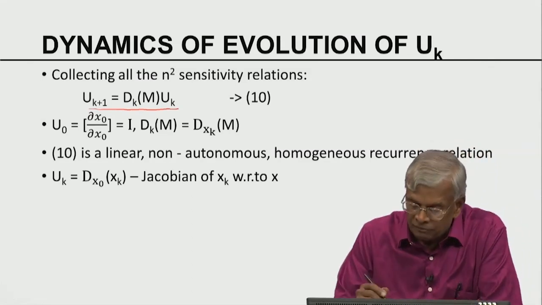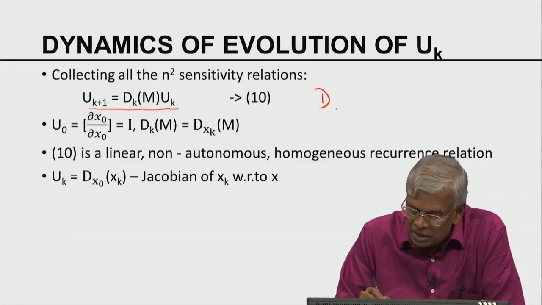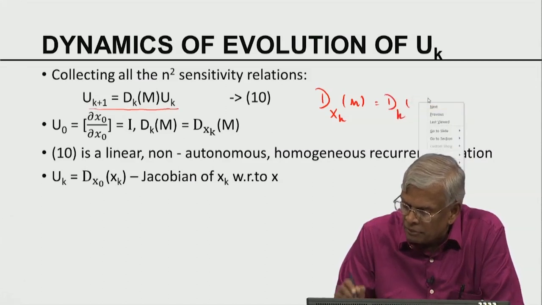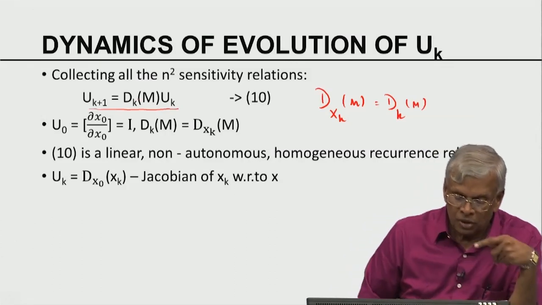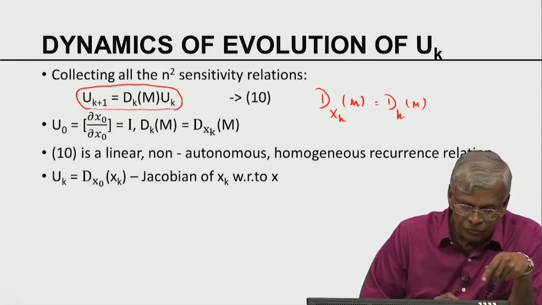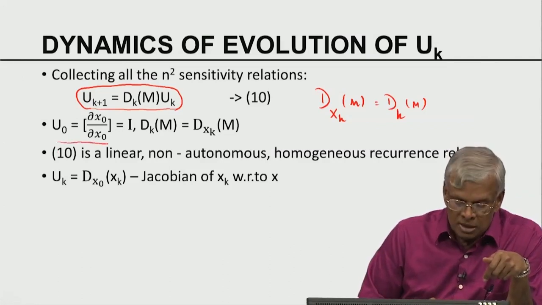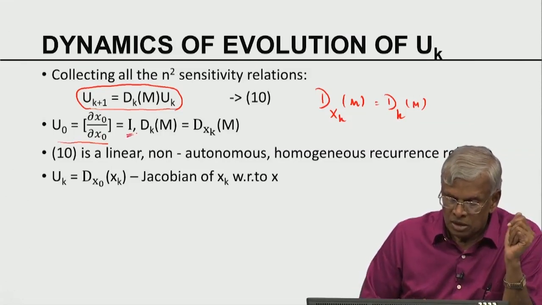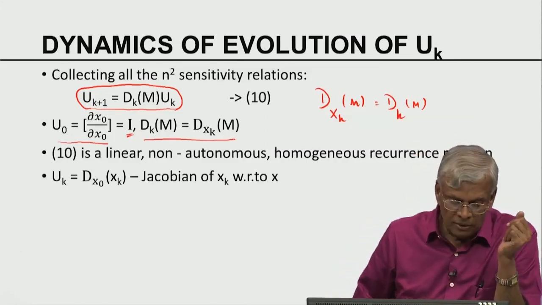So here I am using a simplified notation. I want you to remember that instead of writing D of xk of M, we simply write Dk of M. So Dk of M is the model Jacobian. So this is a dynamical equation in discrete time. I need an initial condition. U naught is given by partial of delta x naught with respect to delta x naught. That is an identity matrix. And I have already talked about the slight change in notation for the better.